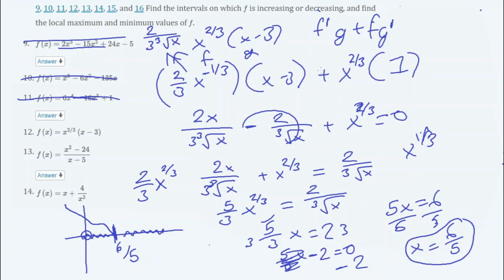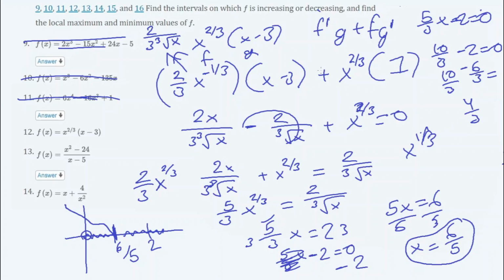And then to the right, we need to figure out what happens. So we could write it again. We have 5 over 3 x minus 2 equals 0. So we could plug in 2. 2 would be right here. So we plug in 2, we're going to have 10 over 3 minus 2. We could rewrite negative 2 as negative 6 over 3. We have 10 over 3 minus 6 over 3, so our final answer would be 4 over 3. And 4 over 3 is greater than 0. It's a positive number, so it's increasing on the interval from 6 over 5 to infinity.